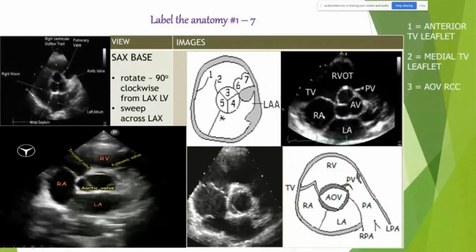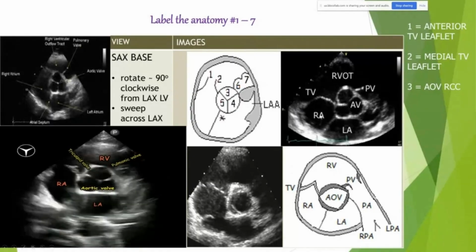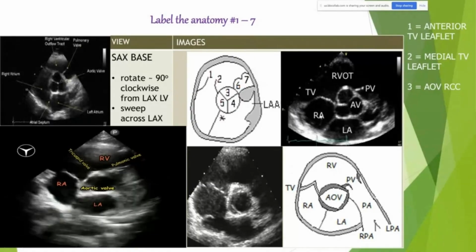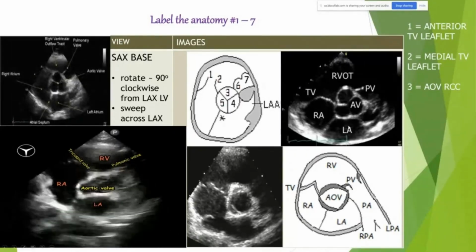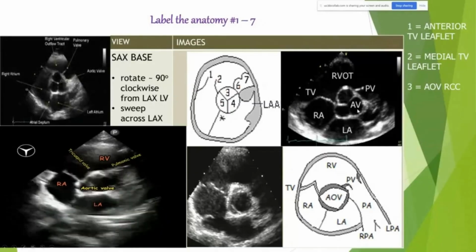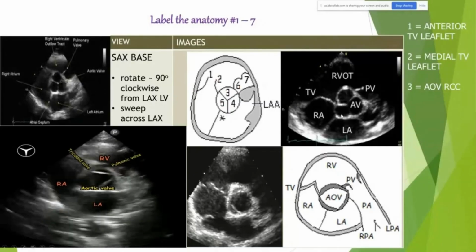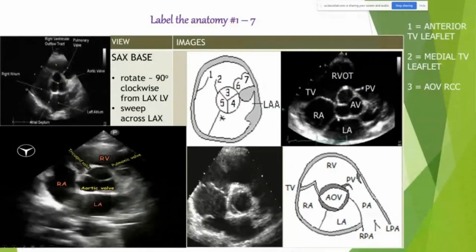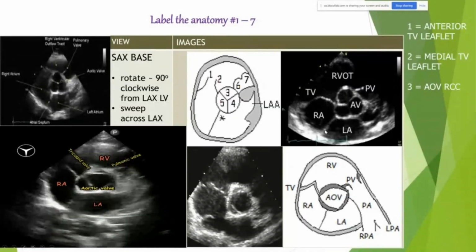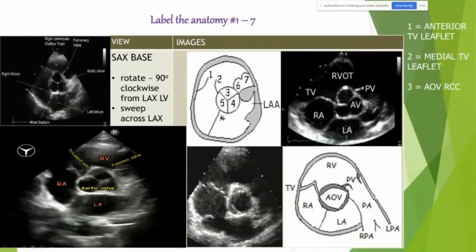How do I know that? Is this not the right atrium? Yes? Yes. Right atrium, right ventricle, so this has to be the right coronary cusp. Left atrium, left coronary cusp. The non-coronary cusp will always be attached to the interatrial septum, and it is called a non-coronary cusp.